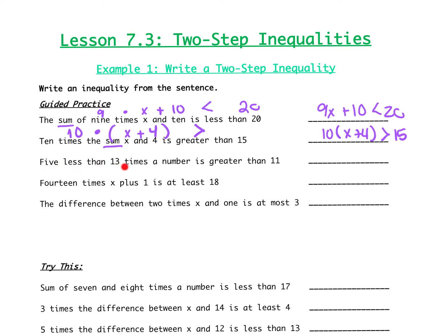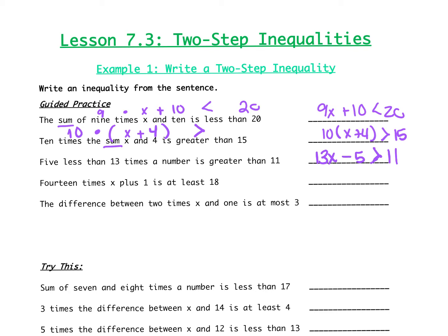5 less than 13 times a number is greater than 11. So we have 5, and then less than 13 times a number. We actually don't have 5 first, which is crazy, you would think. But if we're saying 5 less than 13 times a number, we don't know what that number is, so we're going to say 13x. And then 5 less than that means we're taking 5 away, which means subtract 5. And that's greater than 11.